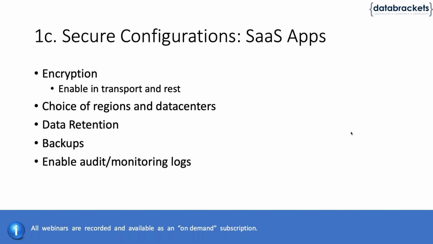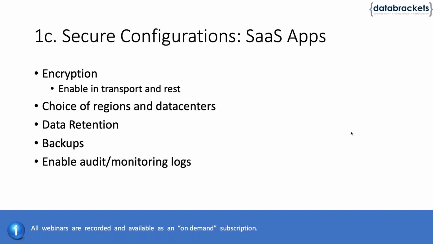Choice of regions and data centers. Generally, when these services are running in the cloud, they could be running in different data centers, and some data centers may be in different geographies. So if you have any needs, for example, GDPR has some needs on geographical affinity of the personal data, those things should be configured correctly in your setup.